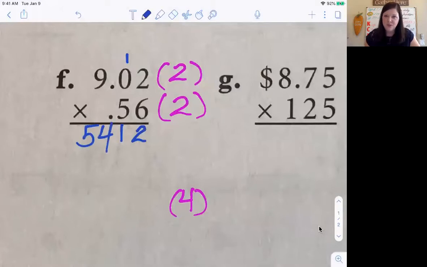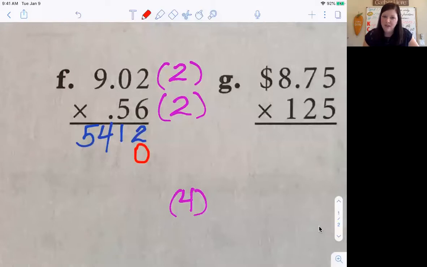I need to do 2 things at this point. I need to erase what I carried. Next, I need to annex a 0. Remember, annex means you're adding a 0. That's all it means.